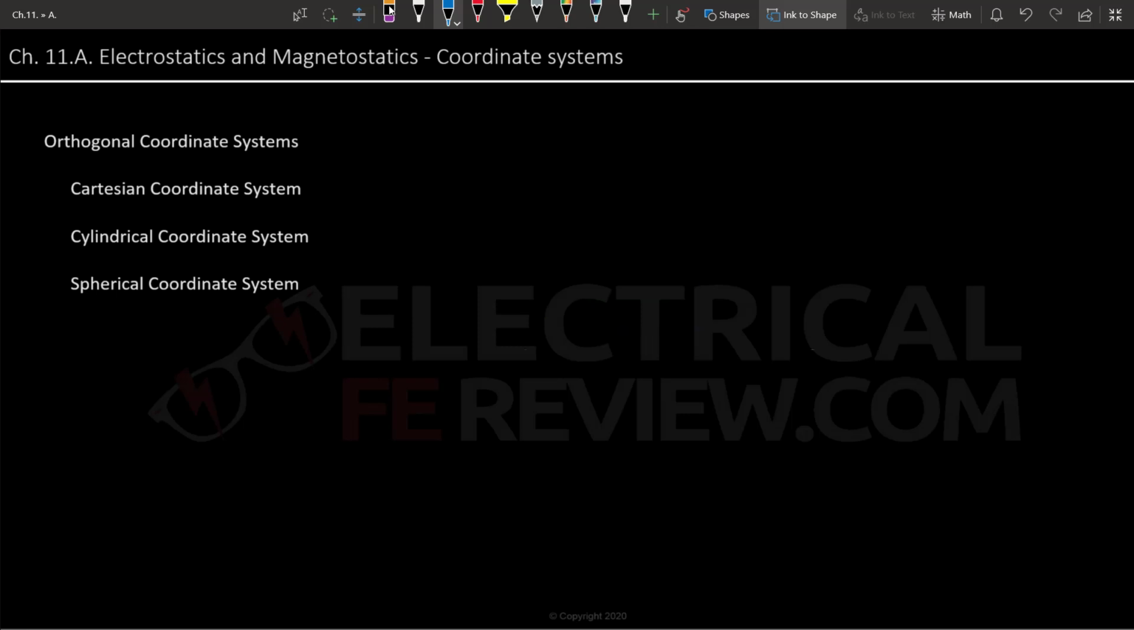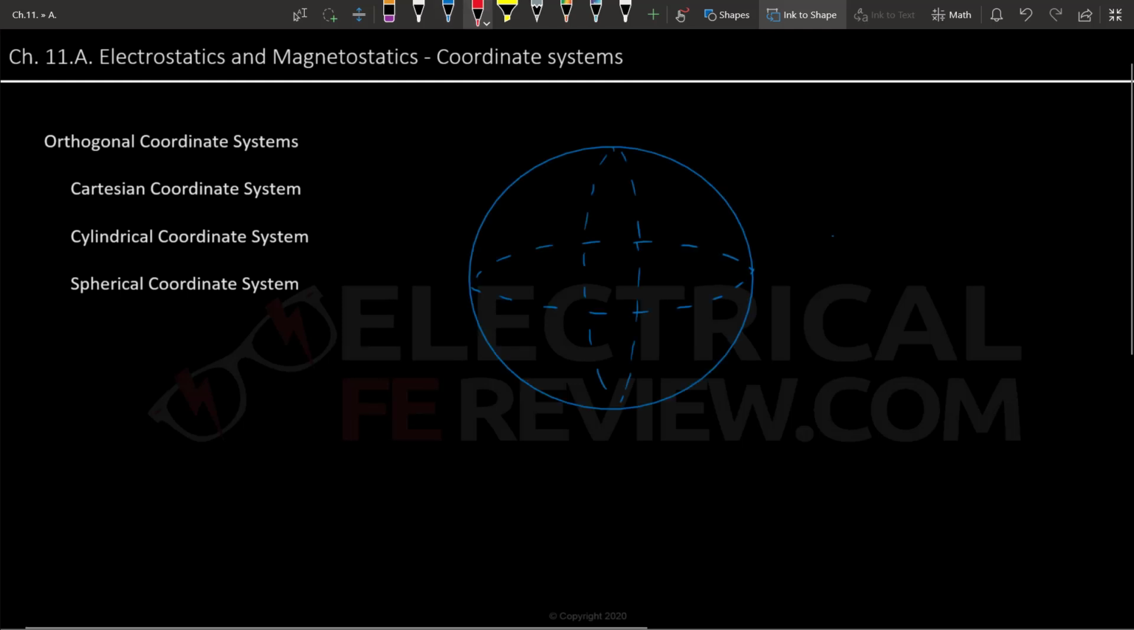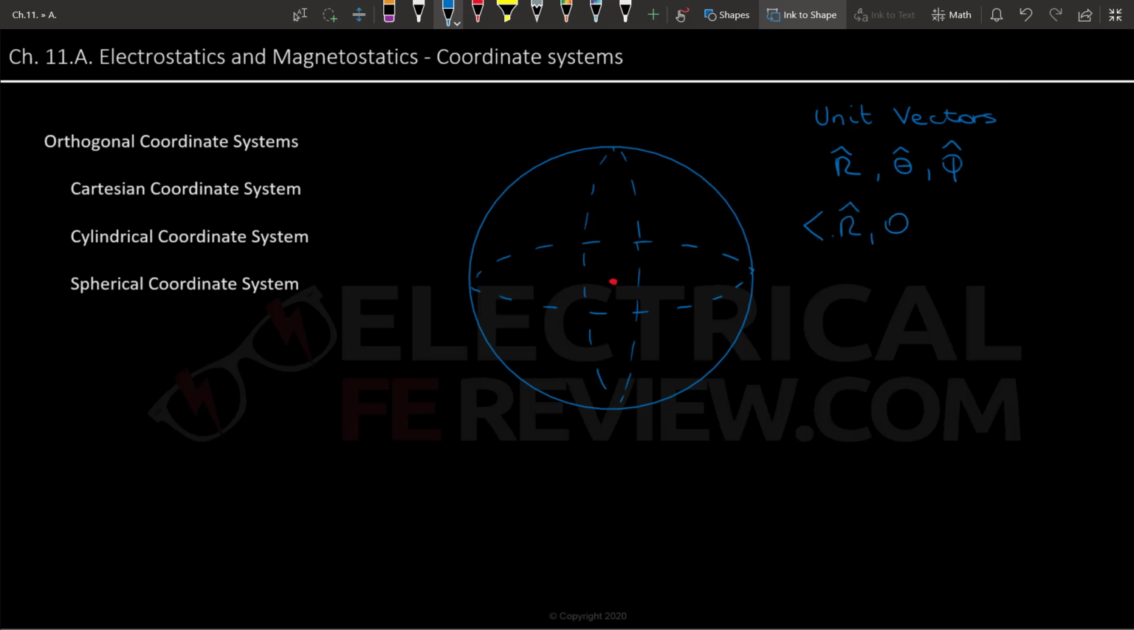So now let's talk about spherical coordinates. Just like cylindrical was based on a cylinder shape, spherical is going to be based on a sphere. So here I've drawn my sphere, and I'm going to put my origin in the center of the sphere. Now the unit vectors for spherical coordinates are the following. We have capital R, theta, and phi. And these can be written in vector form with the components r hat, theta hat, and phi hat. And again, also these can be functions as well. Now let's look into what these mean.